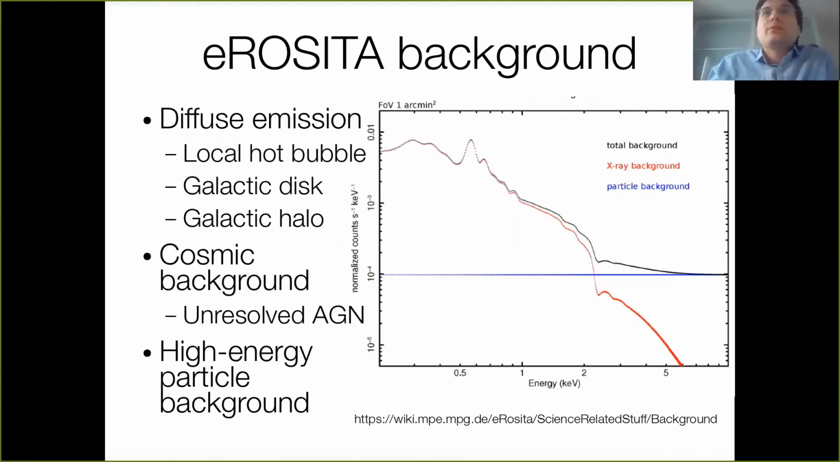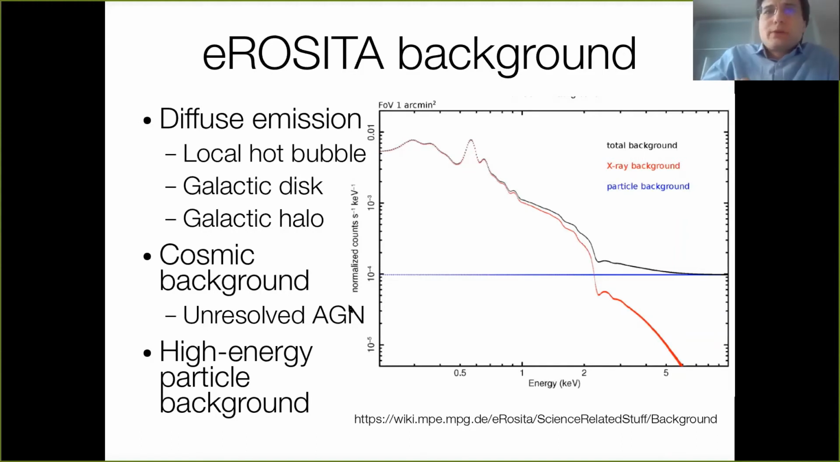Here's an example for eROSITA, the energy spectrum of the background. Essentially, you have a sort of flat background coming from particles, so this is, for example, the solar wind. And then you have a soft dominated background. It's coming from a bunch of components, for example, the hot gas in the local bubble, the halo, and so forth.